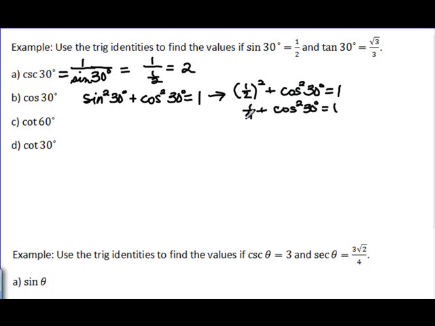We can subtract 1/4 from both sides to get cosine squared of 30 degrees equal to 1 minus 1/4, which is really 4/4 minus 1/4, or 3/4. If we apply the square root to take off the square, we get that the cosine of 30 degrees is the square root of 3/4, which is the square root of 3 over the square root of 4, which is 2. Just a note for you: when you see the notation sine squared, you're really talking about sine of 30 degrees, squared.